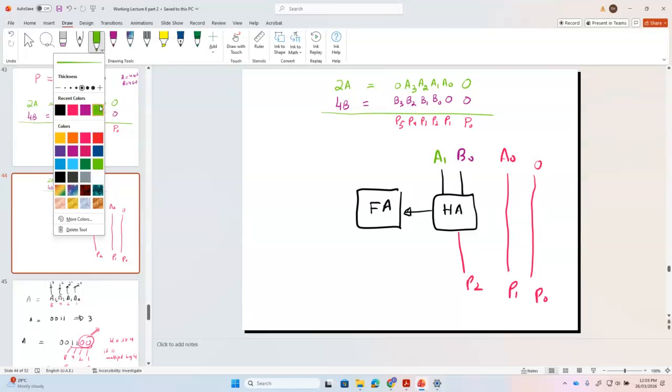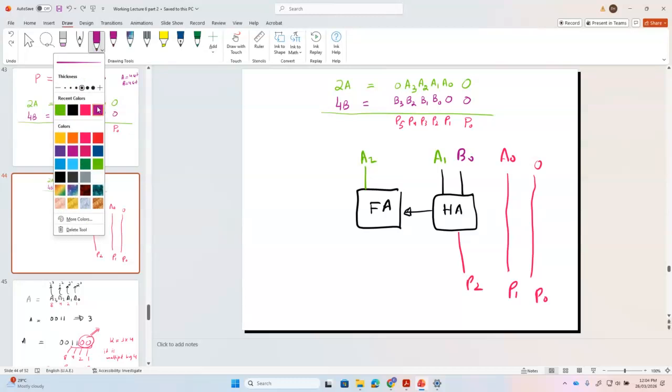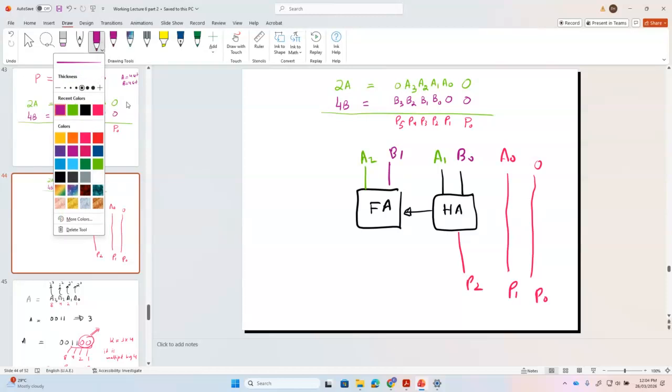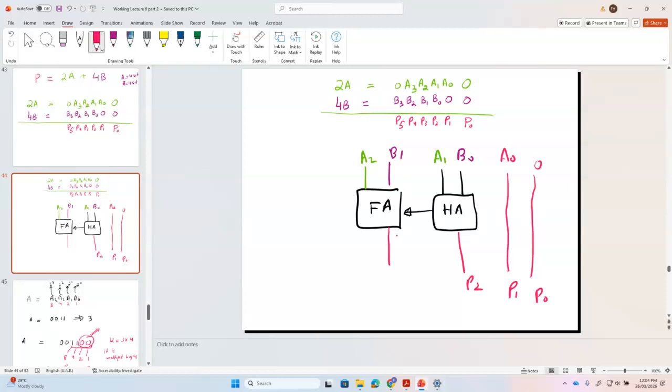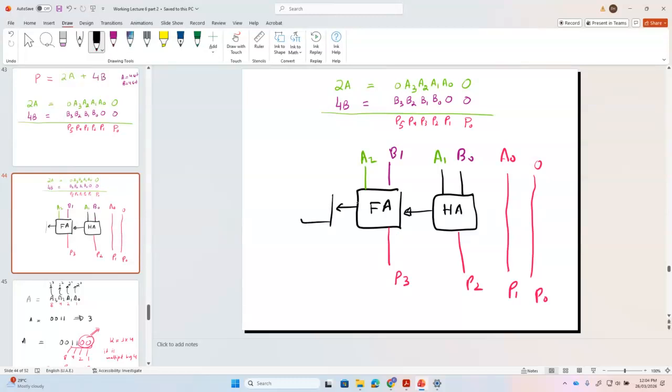A2 and then B1. A2 and B1. What will be my output? P3 and C out. It will produce a C out, and it will go to our next full adder.